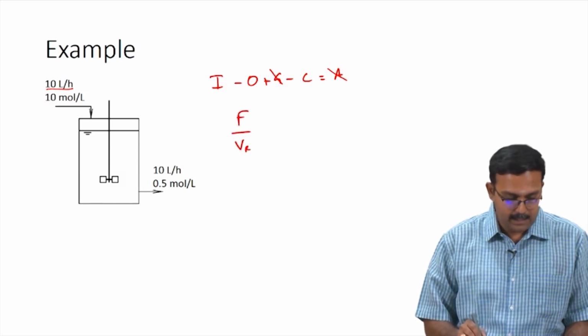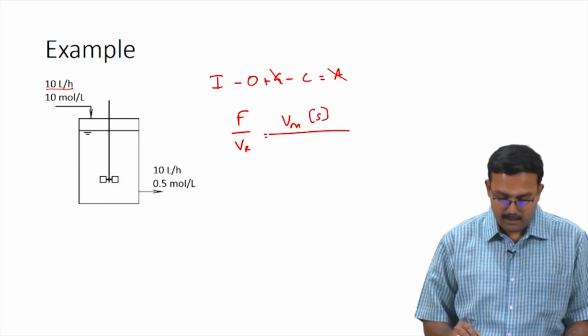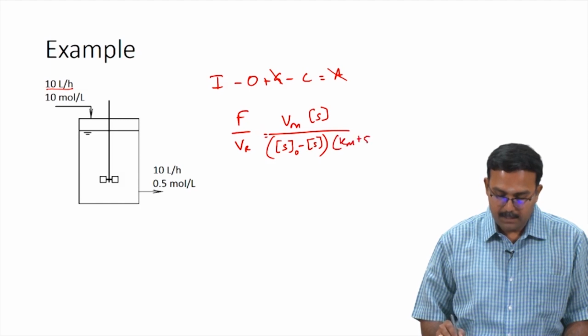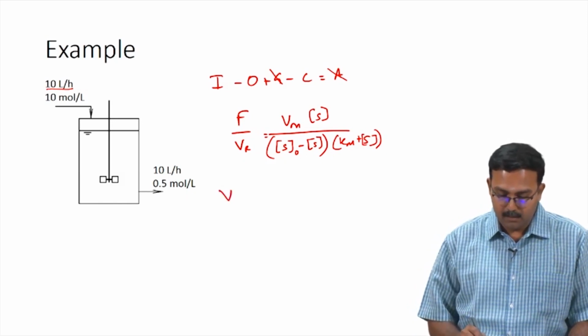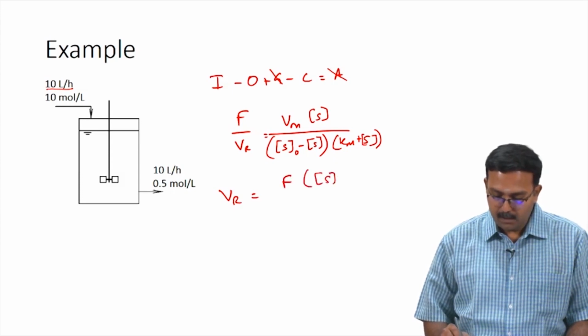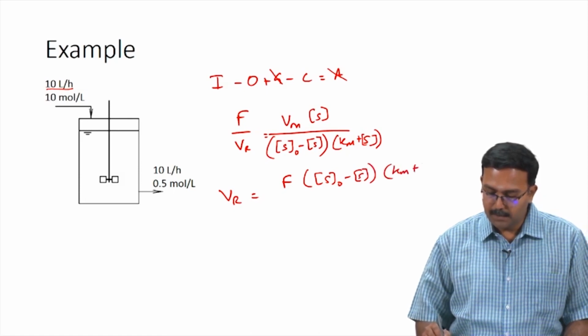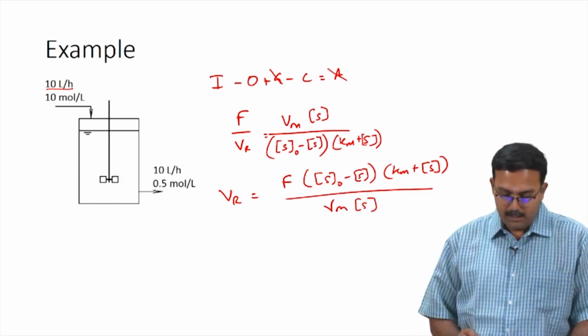So, this equation will come down to the same equation which we derived, thereby we will get F by Vr as Vm times S divided by S0 minus S, times Km plus S. So, now that we have this equation, we have to calculate Vr. So, Vr, or the volume of the reactor, would be F times S0 minus S times Km plus S divided by Vm times S. So, let us write down all these values.